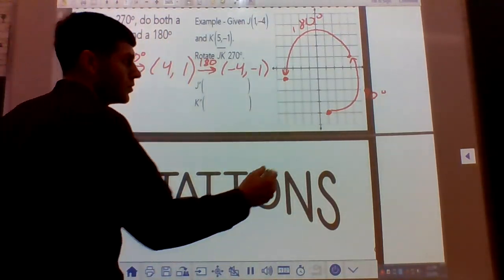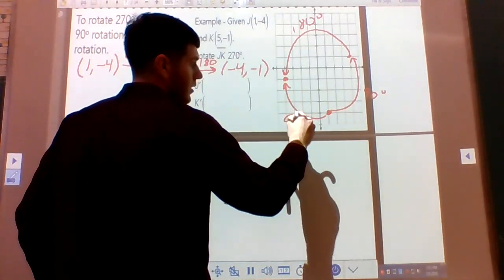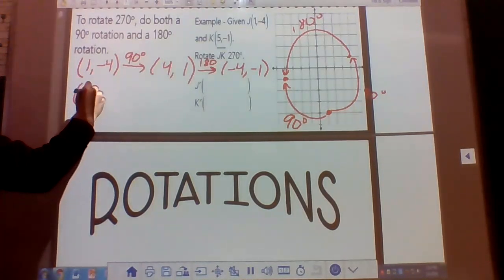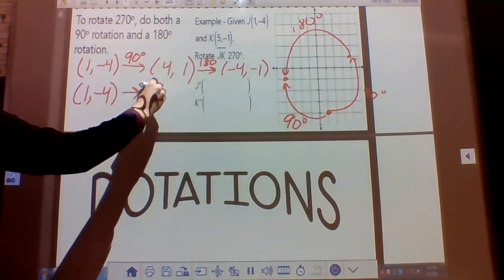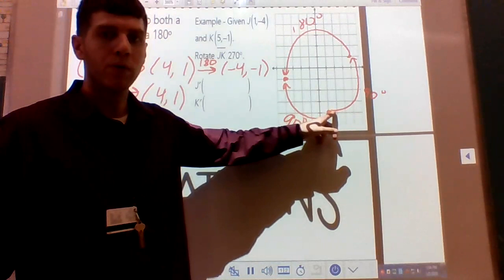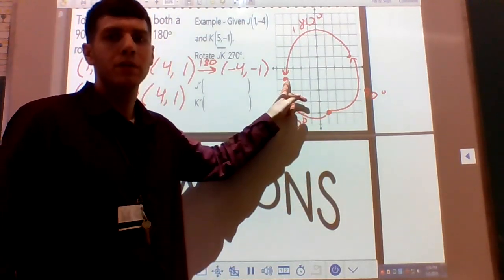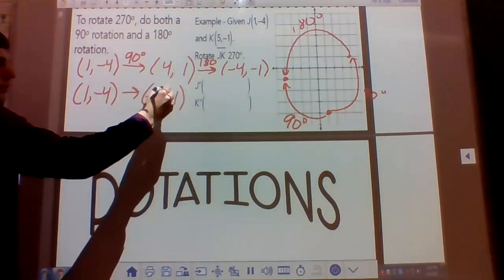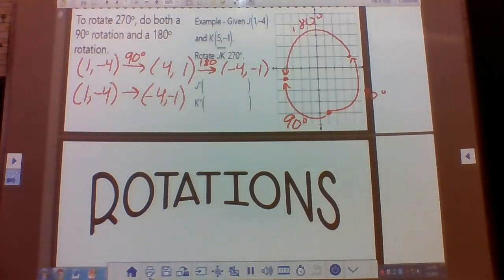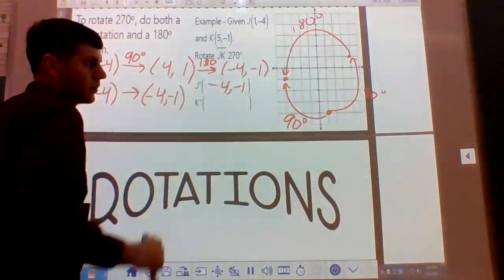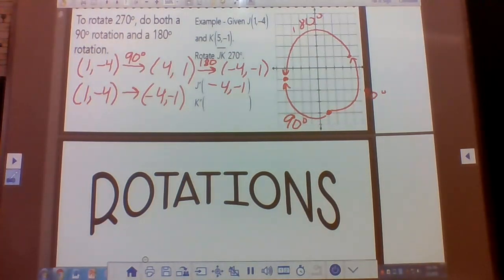The other option is to go 90 degrees the other way, clockwise. So if we go 90 degrees clockwise, we have 1, negative 4. We switch the numbers. It's in quadrant 4. If we go clockwise 90 degrees, we'll be in quadrant 3. The signs for quadrant 3 are negative and negative. So negative 4 and negative 1. Which is what we got going the other way. So you can go 90 degrees clockwise or 270 counterclockwise. Same thing.